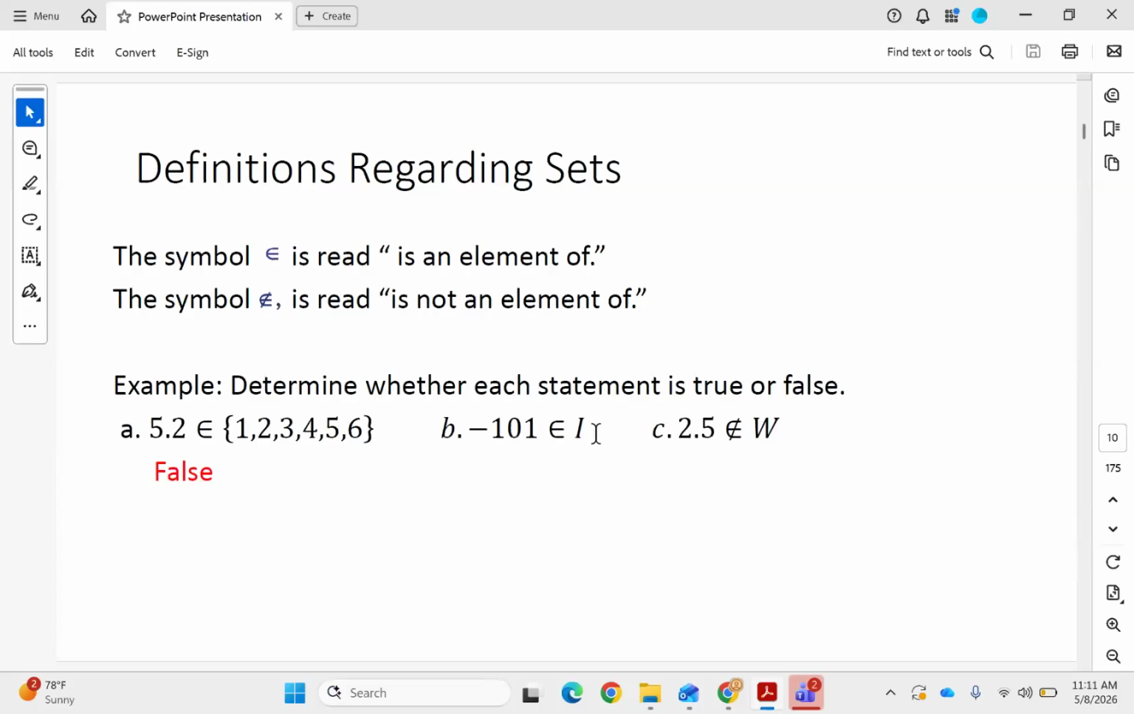Remember that the I represents the set of integer numbers. This is positive whole numbers, 0 and negative. And because negative 101 is a whole number and it's negative, it is considered an integer. So indeed, negative 101 is an element, a number part of this set that we call the integers. And last, W represents the set of whole numbers.